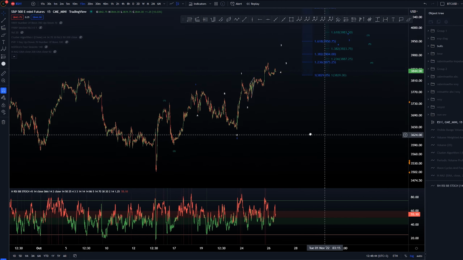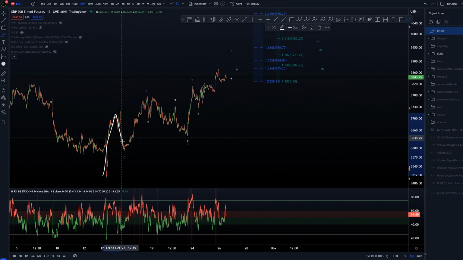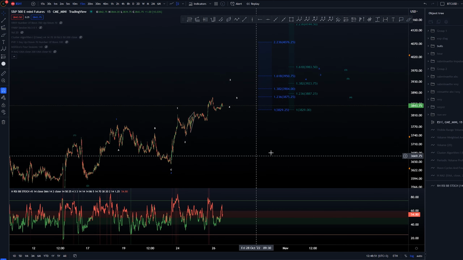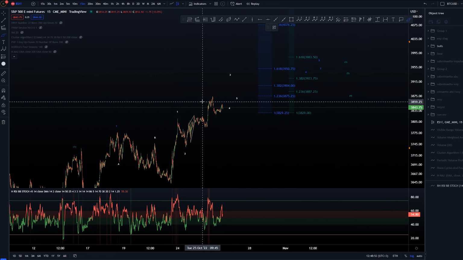The bullish scenario here says that we would have this as wave 1, 2, another 1, 2, a possible 1, 2, and then we would be starting to create smaller 1, 2s again.